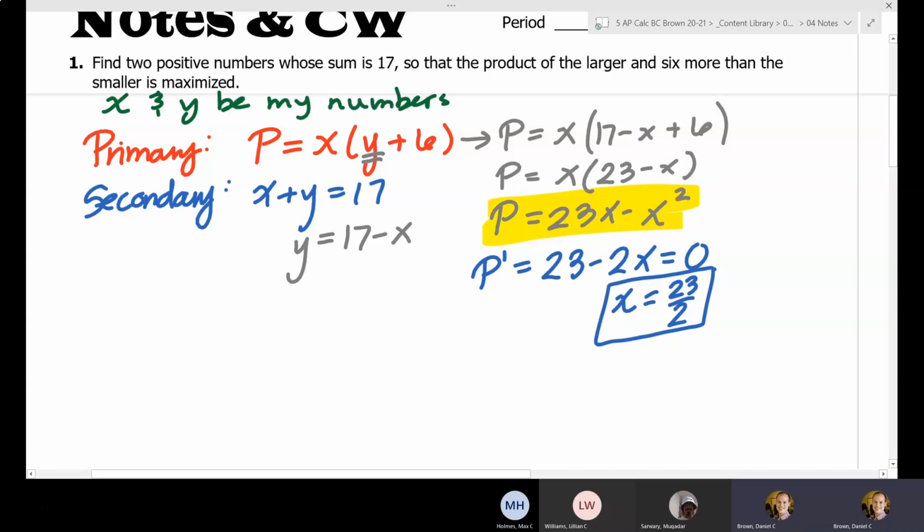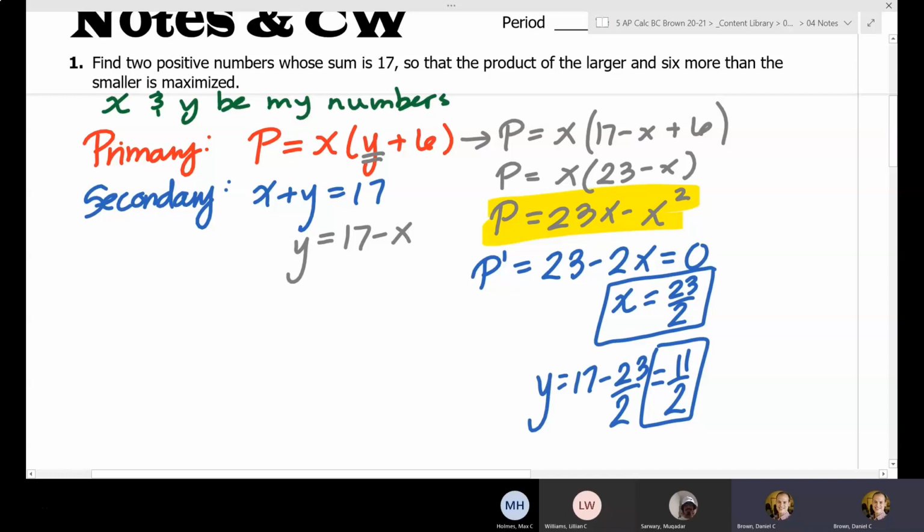That is one of my positive numbers that fits the scenario that we have. So if I want to find the other number, we can just go back and plug it into our secondary equation. So I wanted to find y, and I know y is 17 minus 23 over 2. You can leave it like that. I'm going to simplify it just so it's easier to talk about. 17 minus 23 over 2 is 5.5, and we get 11 halves.